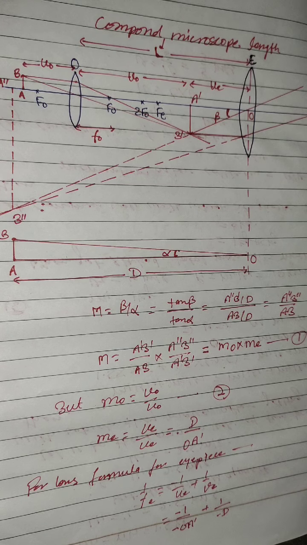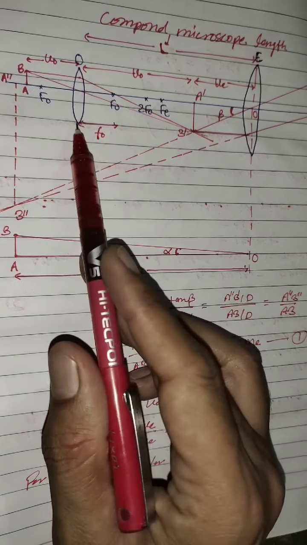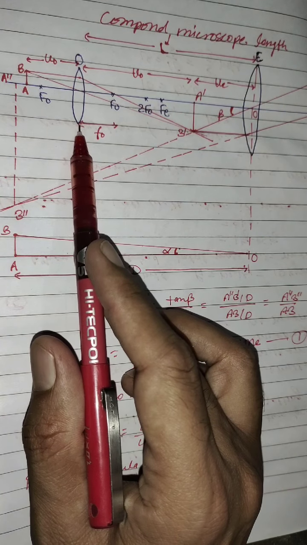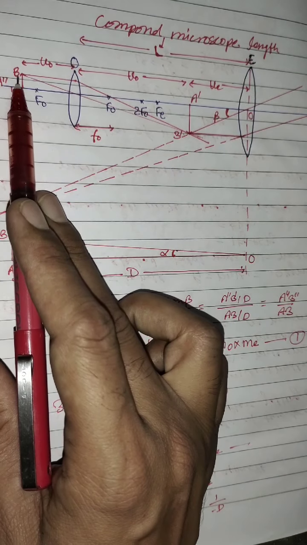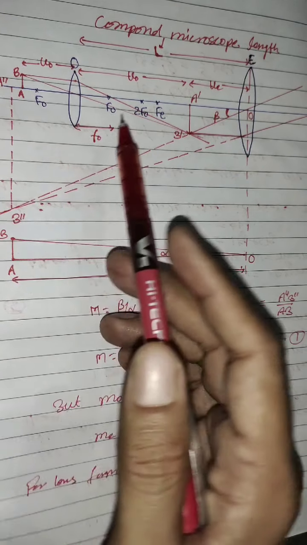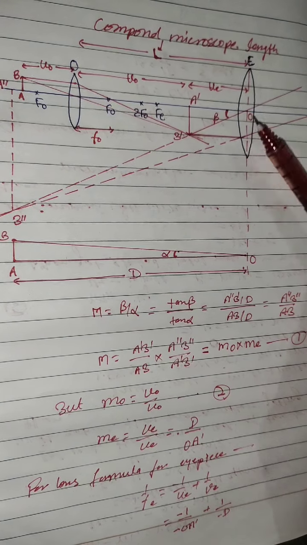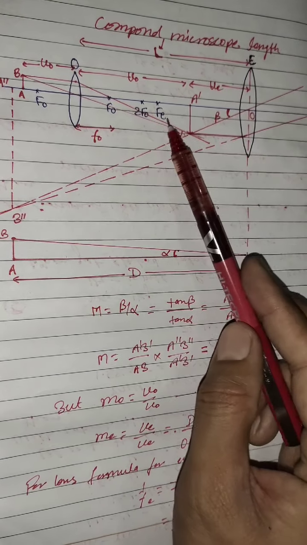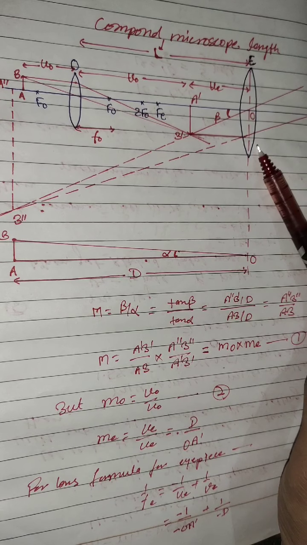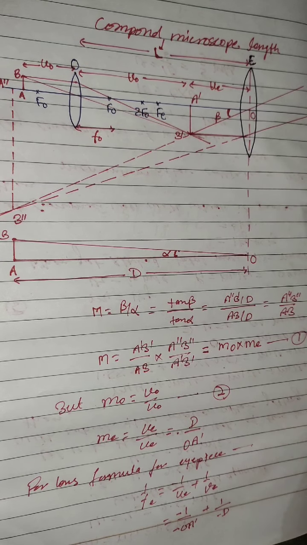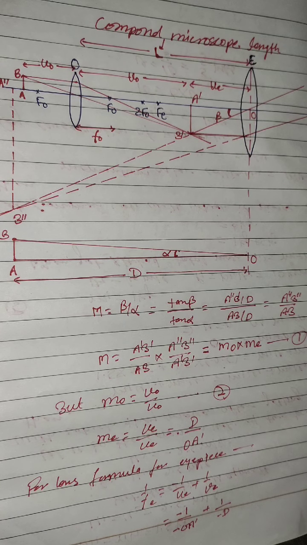Out of these two lenses, one has a short focal length as well as a short aperture and faces the object AB, called the objective, while the other has a larger aperture and a large focal length and is near to the eye, called the eyepiece. This is all about the construction. Now let's discuss the working principle. The working principle is very simple.